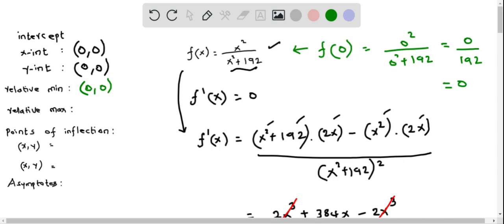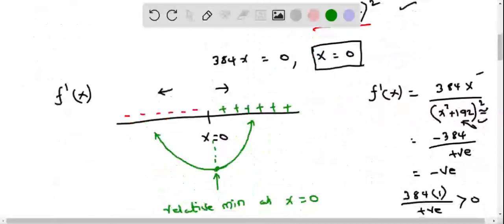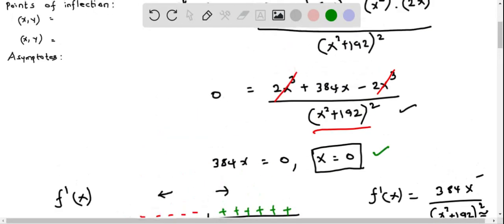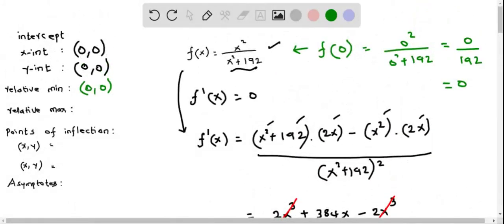And we don't have a relative maximum, as we were able to see that we got only one critical point, that is x equal to 0. So there is no relative maximum. You see that it is none.